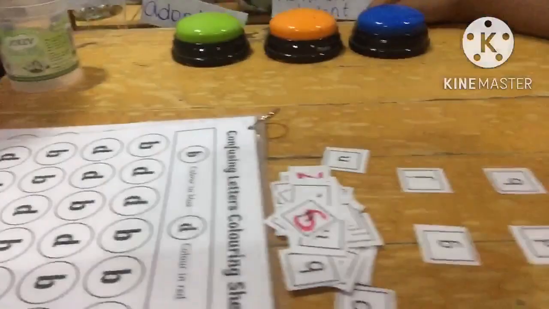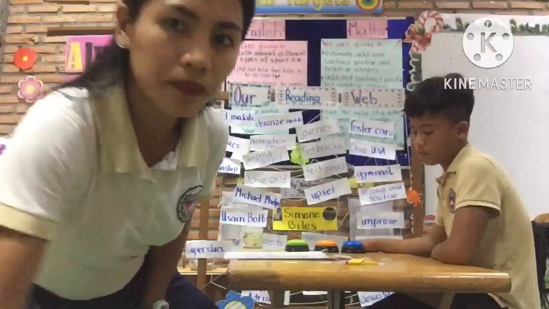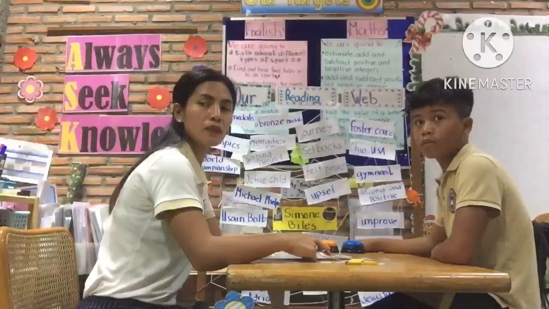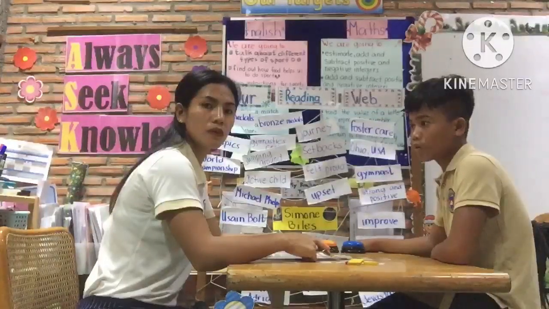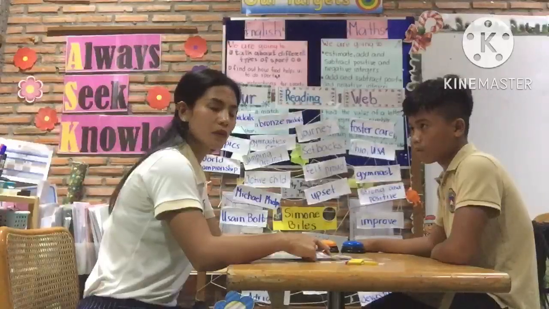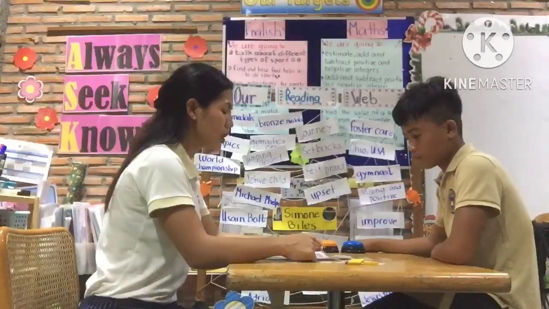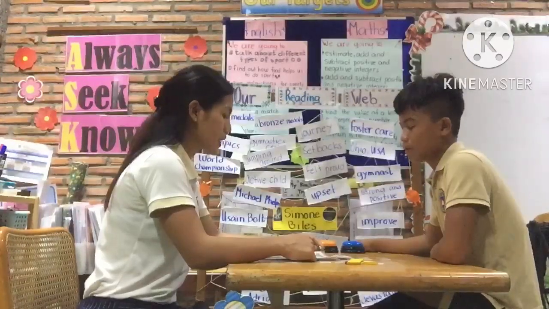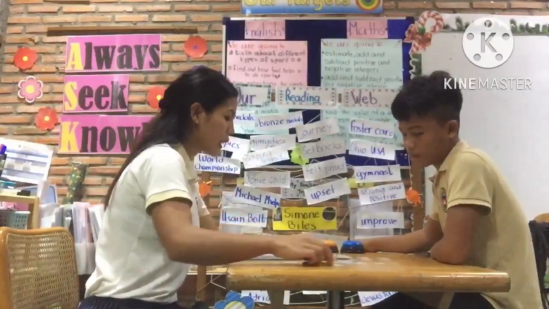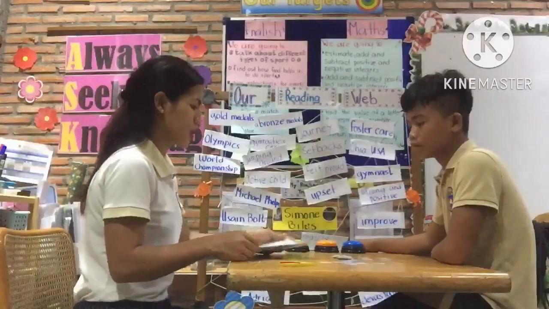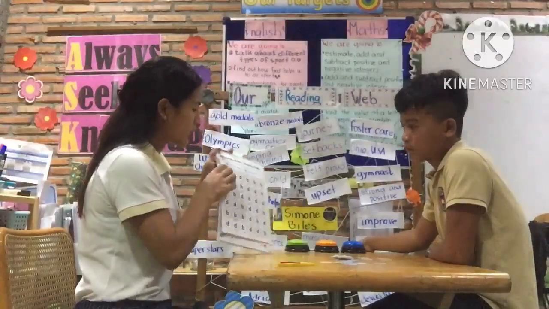Okay, and then we're going to practice now. So, that's the letters, okay? We're going to practice now because you always mess up. So we're going to continue again with the sounds. These are the letters that you already finished. And for today, we're going to practice again the sounds of B.